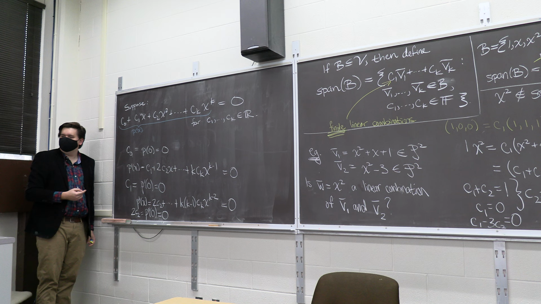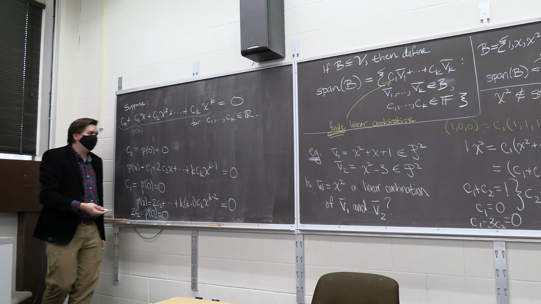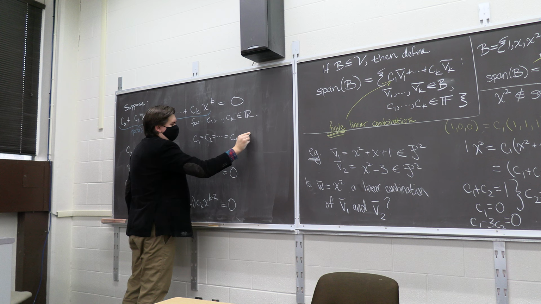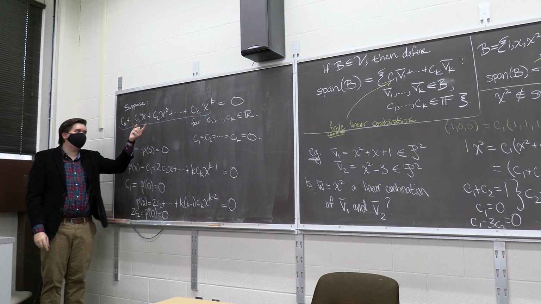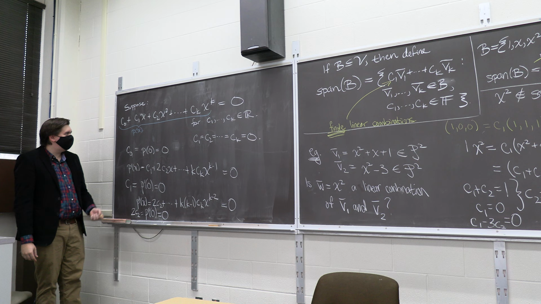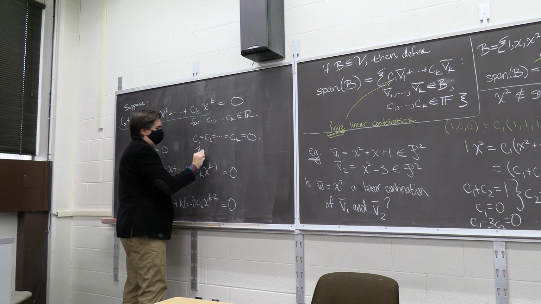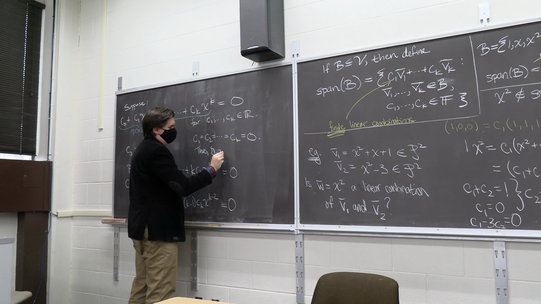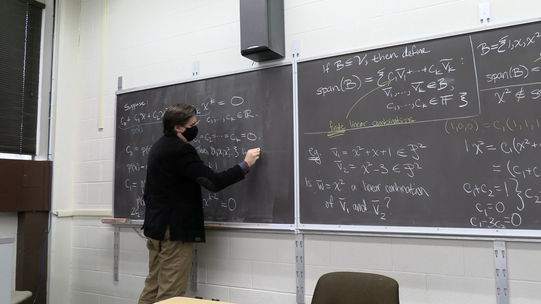And you continue, you do it for K derivatives. And you conclude that your C1, your C2, all of them must be zero. Hence, the only solution to this is the trivial solution. Thus, it's a linearly independent set. Thus, 1, x, x squared, and so forth is linearly independent.